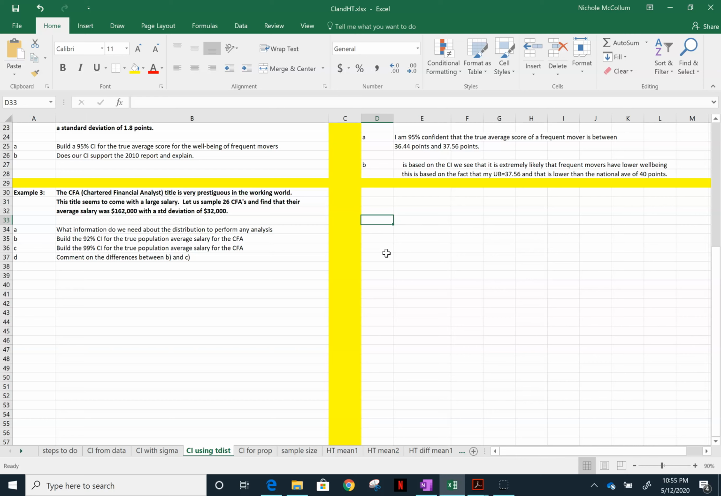Great. Part A. What information do we need about the distribution to perform any analysis? Why is Part A just right there in my face? Well, it's right there in my face because look at the sample size. Uh-oh. That's under 30. Whoopsie. Well, it's not whoopsie. You better be able to document that there is some assumption that normality is there.